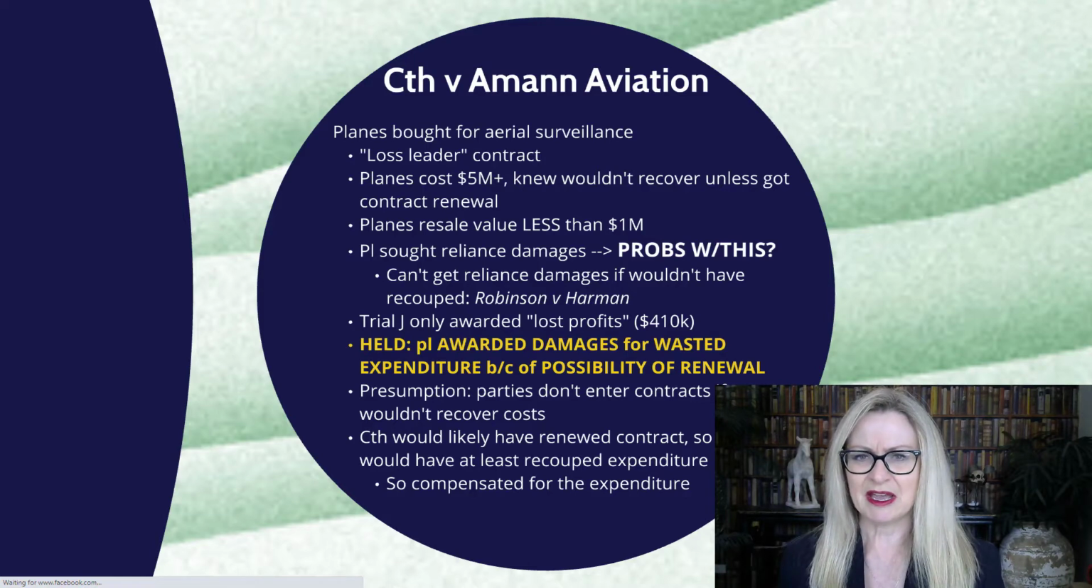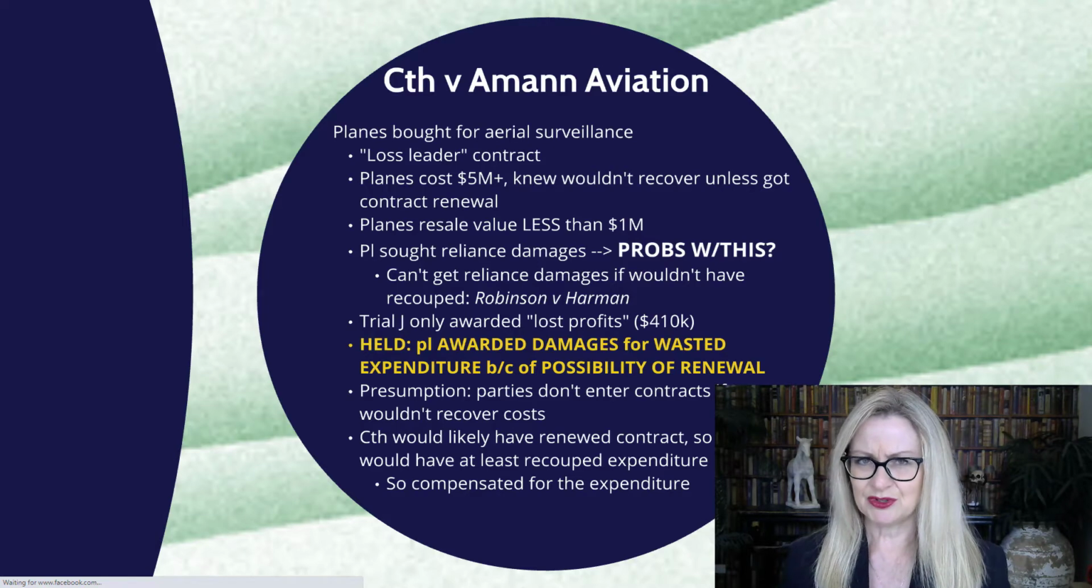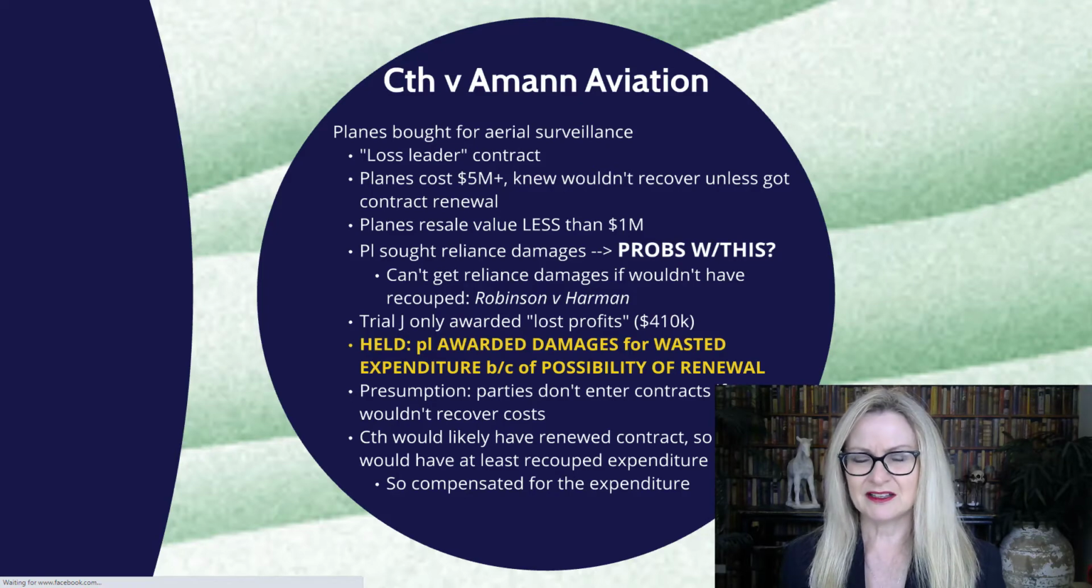Unfortunately for Amann, the Commonwealth purported to terminate wrongfully, as we've already discussed in previous videos in the series, and so Amann accepted the repudiation and claimed damages from the Commonwealth. Amann obviously wanted to get some wasted expenditure here because of the huge cost of the planes that it had bought in anticipation of the contract.